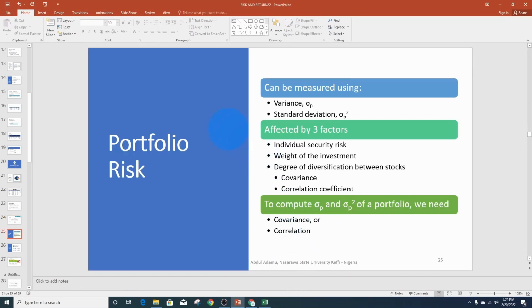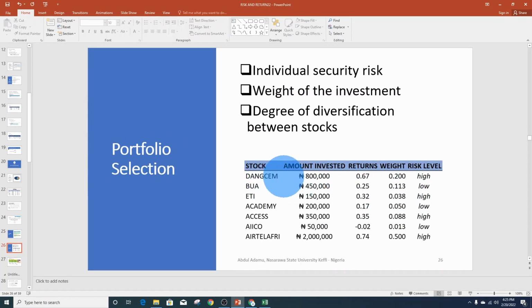So the next item is portfolio risk. Now portfolio risk can be measured using variance or standard deviation, as we have learned for a single investment. But the risk of a portfolio is normally affected by 3 factors. The first is the risk of individual security. Now, if we look at the individual security from this portfolio, their risk depends. For Dangote Cement, the risk is high. For BUA Cement, the risk is low. For Eti, the risk is high. Academy, low. Like that, Airtel, high.